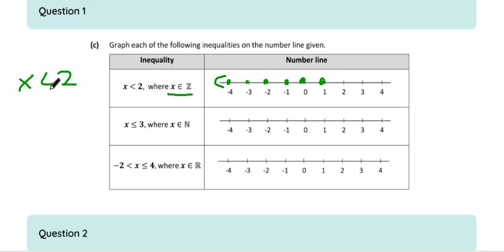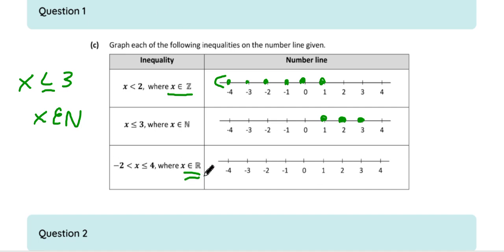What about the next one? x ≤ 3, x ∈ ℕ, natural numbers. I'm going to make a mistake. I want you guys to tell me what my mistake is. 3, 2, 1, 0. What? There's no 0 because it's a natural number. Oh, yeah. Okay. Next one.